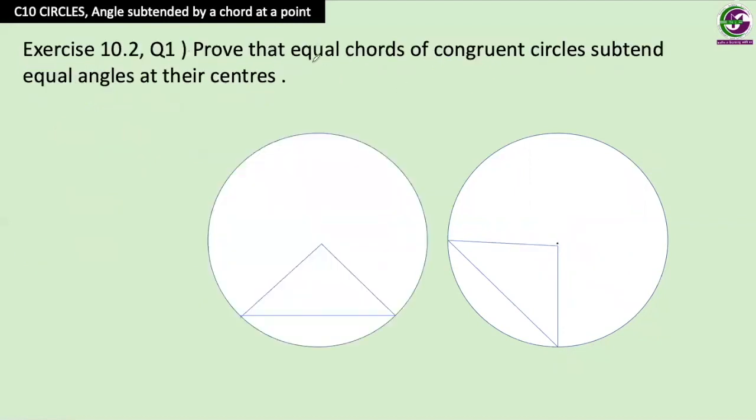Prove that equal chords subtend equal angles at the center in congruent circles. What is the meaning of congruent circles? Circles of same measurement, which means same radii. So we have two circles with equal radii, let's say 5 centimeters each. And the chords are equal. So let's say this is 7 centimeters, for example only. And this is L, M, N, O.